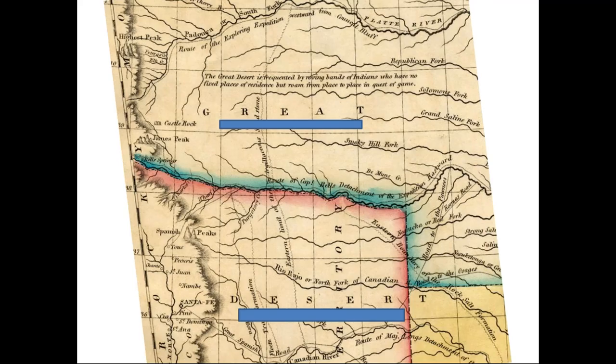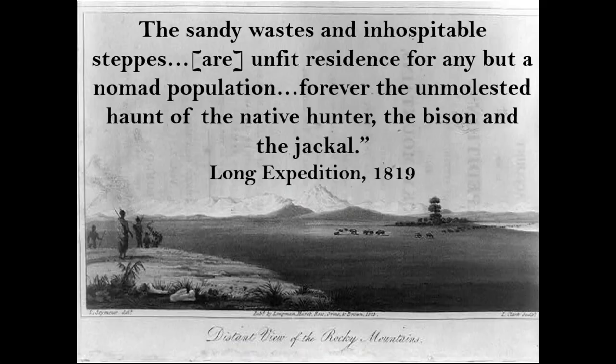And he talks about the Great American Desert, and he describes it in a way that might sound familiar to us, right? It is a sandy waste, an inhospitable steppe. This is very anti-Russian propaganda from the 1820s, not today. And it is an unfit residence for any but the nomad population. Right? This is not for Americans. Americans are not supposed to live in the desert. That's for these Native Americans, because that's where they're going to live with the bison and the jackal.